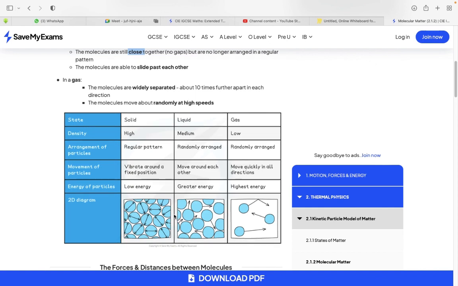Then let's talk about the movement of gas. We've talked about their arrangement. We said they are widely separated, about 10 times farther in each direction from each other. Now let's talk about their movement. We say gas molecules move very randomly. They collide with each other and they collide with the walls of the containers.